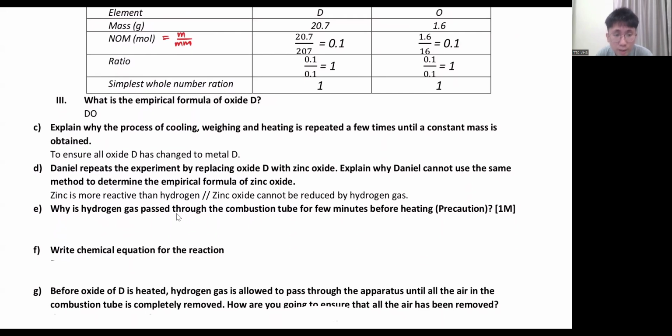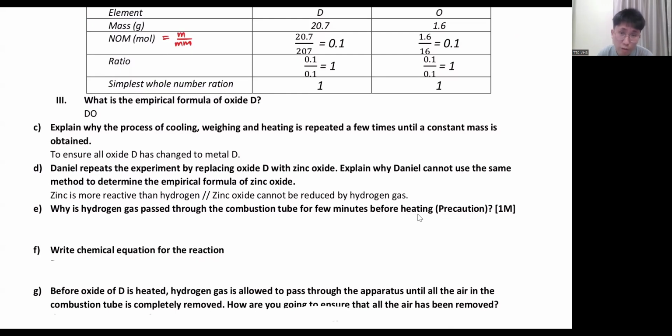Then, why is hydrogen gas passed through the combustion tube for a few minutes before heating? This one, even in the new setup, the new diagram, they always ask you. They like to ask you that before you start your reaction, you must flow your H2, your hydrogen gas, for a few minutes before starting, and also keep it flowing even after you finish the experiment, keep it flowing until you stop, I mean, after 5 minutes. So there are two types of question. Before, why must it flow for 5 minutes? After, why must it flow for 5 minutes? There are different reasons for that.